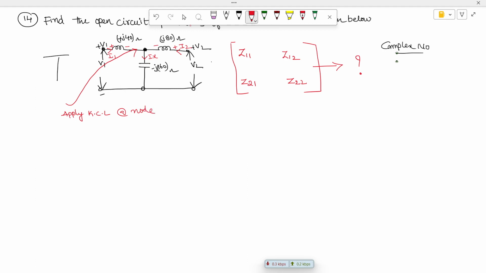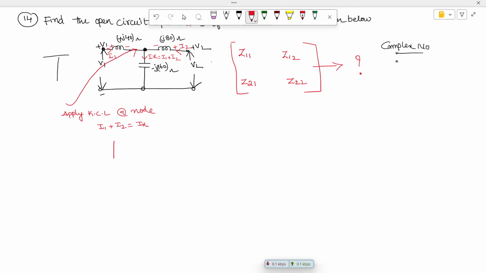So what is Kirchhoff's current law? Entering currents is equal to leaving currents. What are the entering currents? I1 current is entering, I2 current is also entering, and Ix is leaving. So entering currents are I1 plus I2. The leaving current is Ix. So this Ix value is I1 plus I2. Now let's try to apply the KVL at the input side and output side.